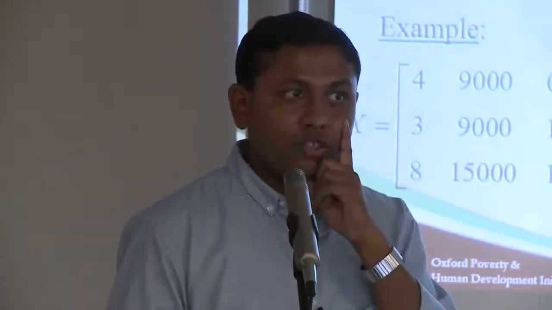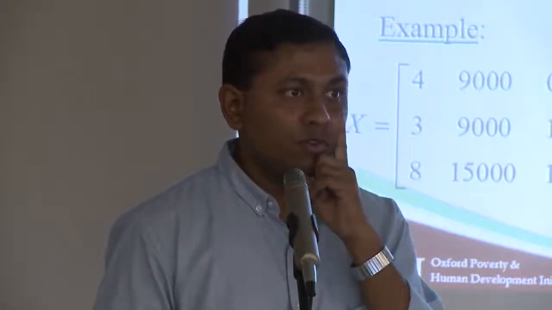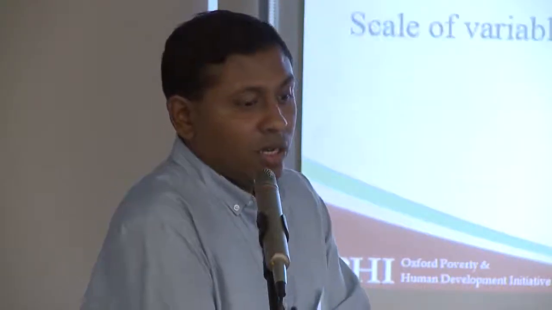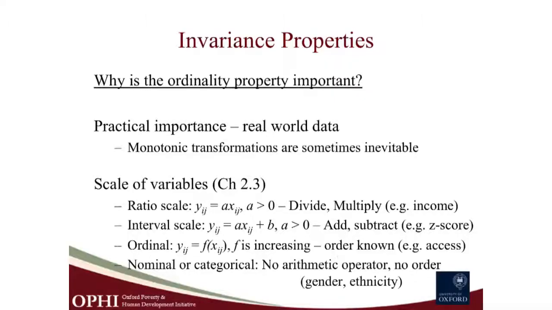Okay, any other questions before I move on? Now this is the question: why is the ordinality property important? The practical importance is real world data. Monotonic transformations are sometimes inevitable, say log transformation of incomes. Sometimes people take log transformation of education variables as well. Now here the scale of variables is quite important. So we have a section on scale of variables, section 3 of chapter 2.